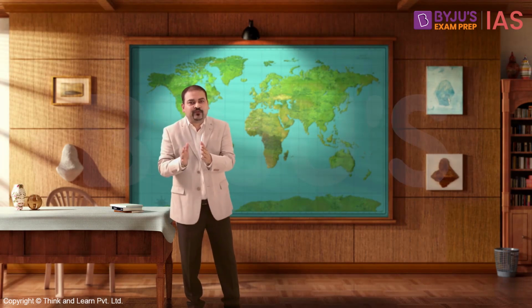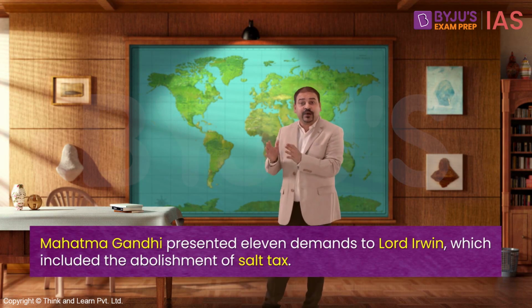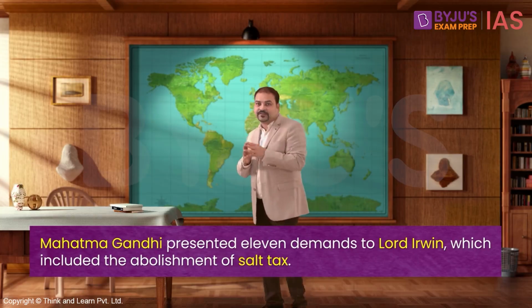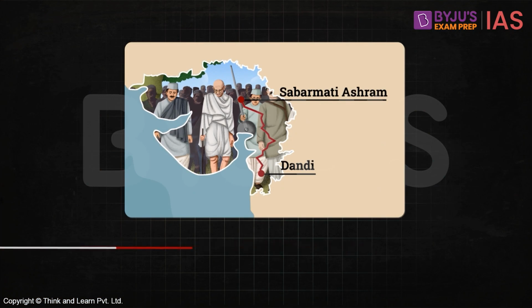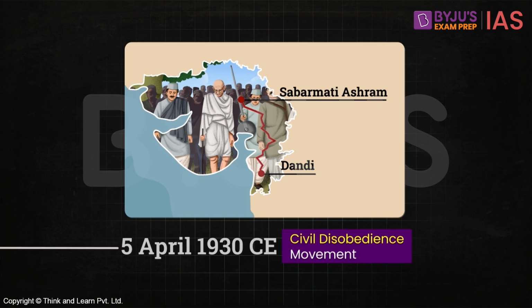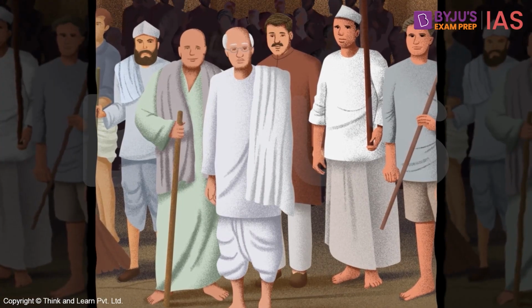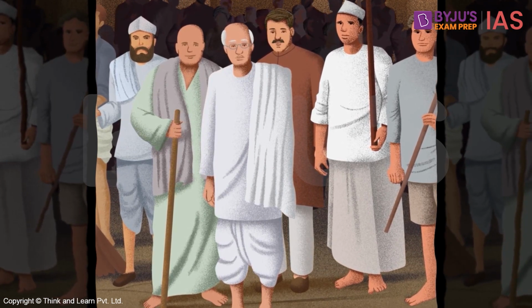To further reinforce the resolution of the Lahore Congress, Mahatma Gandhi presented 11 demands to Lord Irwin, which also included the abolishment of the salt tax. On 12th March 1930, Mahatma Gandhi and 78 others embarked on a journey from Sabarmati Ashram to Dandi to break the salt law. And thus, the civil disobedience movement was launched. This movement spread across the subcontinent and had a similar enthusiasm as the British boycott movement.